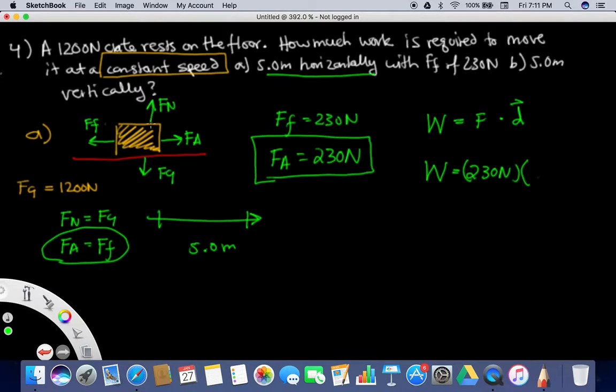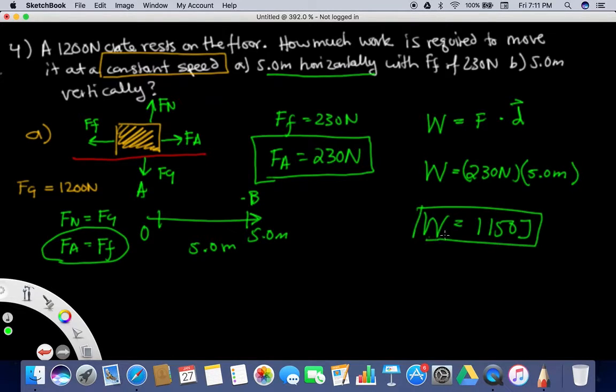What is our displacement? Well, if this is our point A and this is our point B, we know that from point A to point B, our displacement was from 0 to 5 meters. So we know our total displacement is 5 meters to the right. If we type 230 newtons times 5 meters into our calculator, you should get 1,150 joules for your work. Work is in joules.